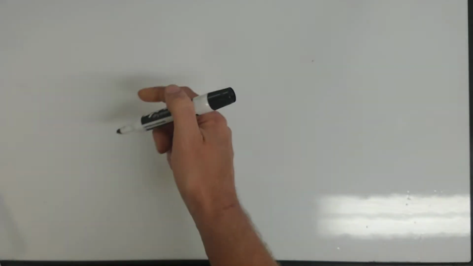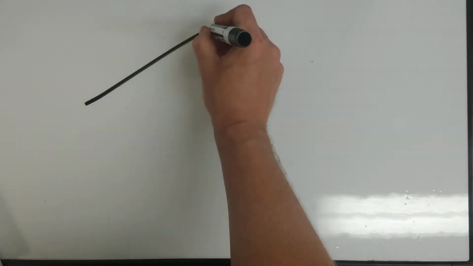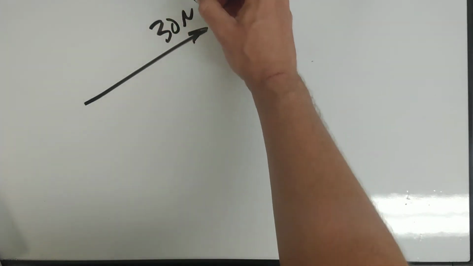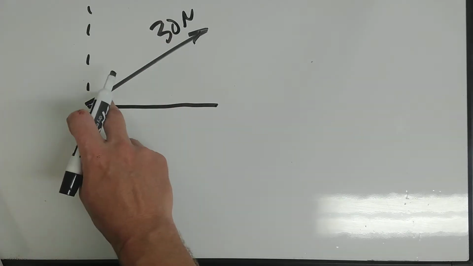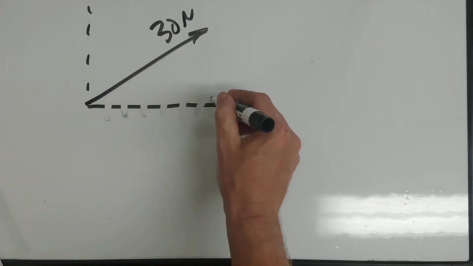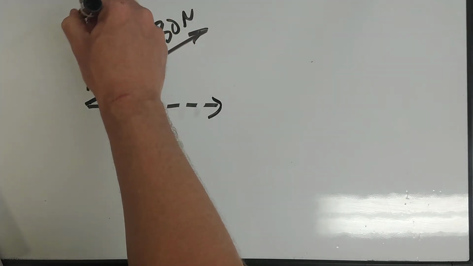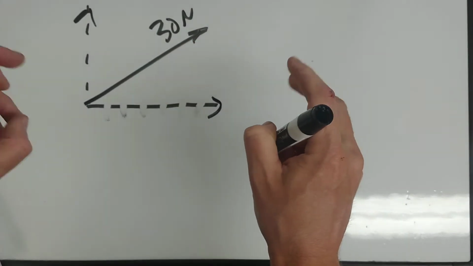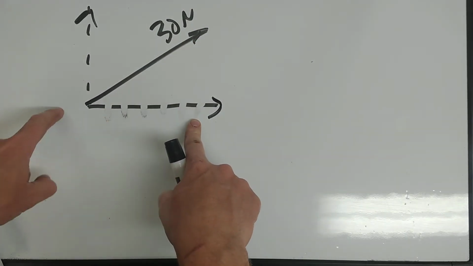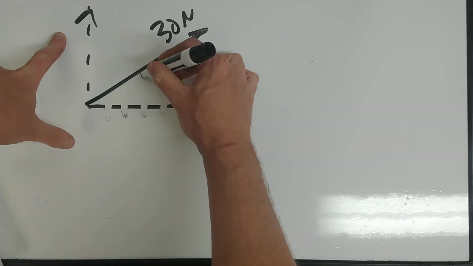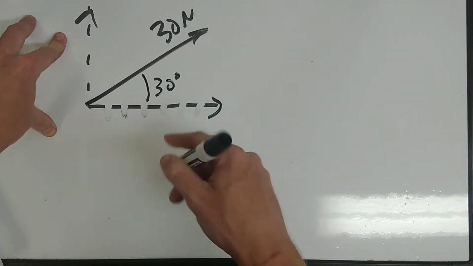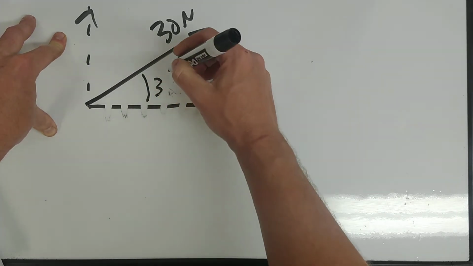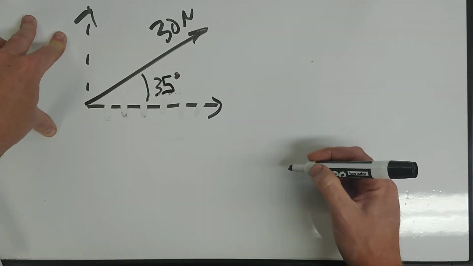But anyways, let's look at an example there. So let's say we have a 30 Newton force, right? And it's on an XY axis, an XY plane. We call this the horizontal. Sometimes we call this the vertical. We usually reference the angle to the horizontal. Ooh, I better not make it 30. I'll make it 35. All right.